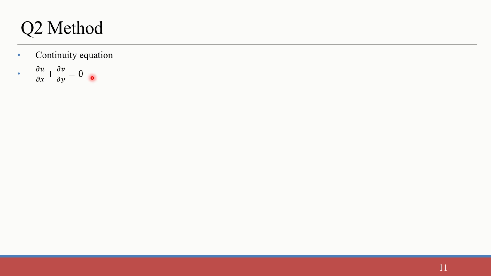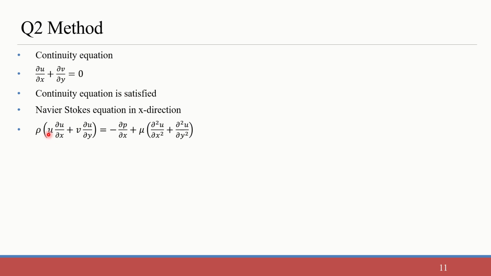U velocity is a function of y. It is not varying with respect to x, so it becomes 0. So the continuity equation is satisfied. I hope it is understood. U is a function of y, so the first term becomes 0. And v is already 0, so this term also becomes 0. Continuity equation is satisfied. Now the Navier-Stokes equation in the x direction.